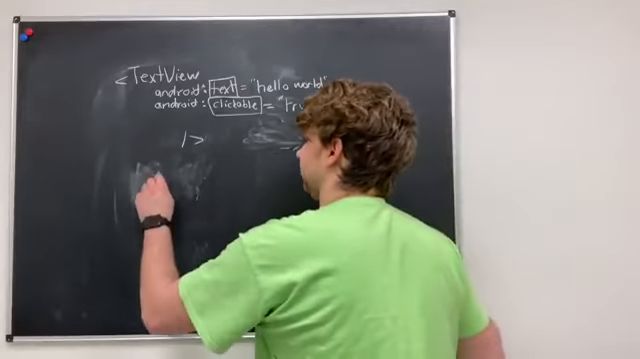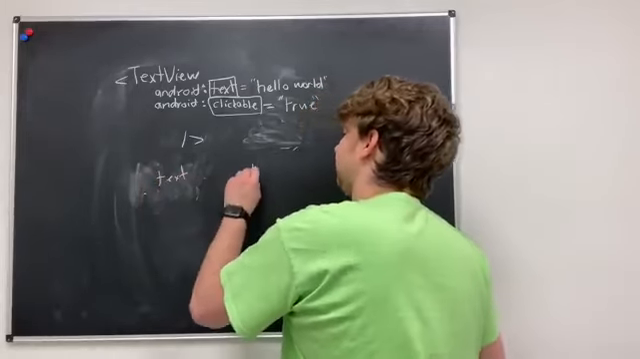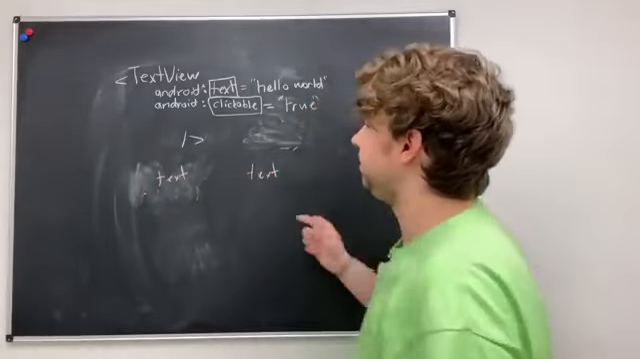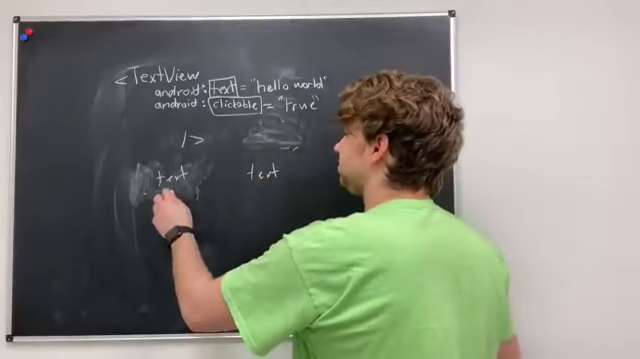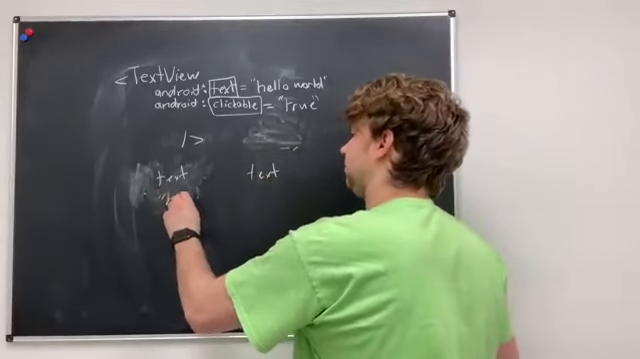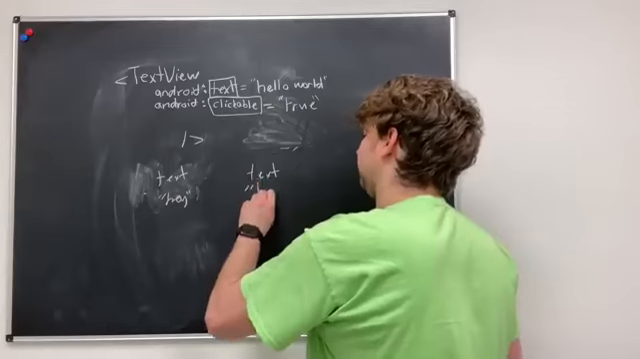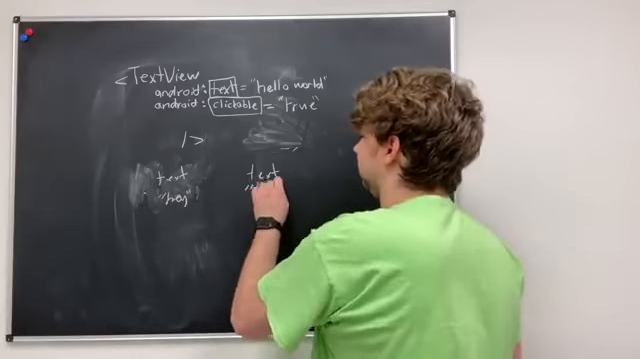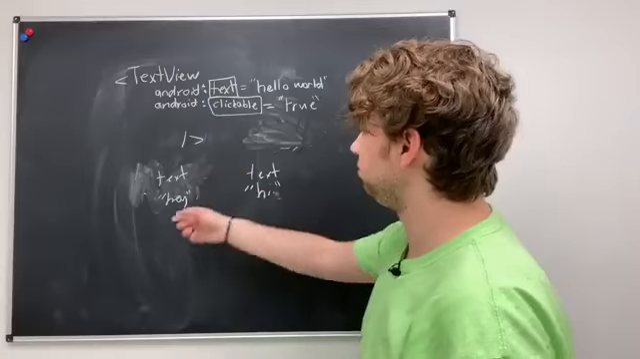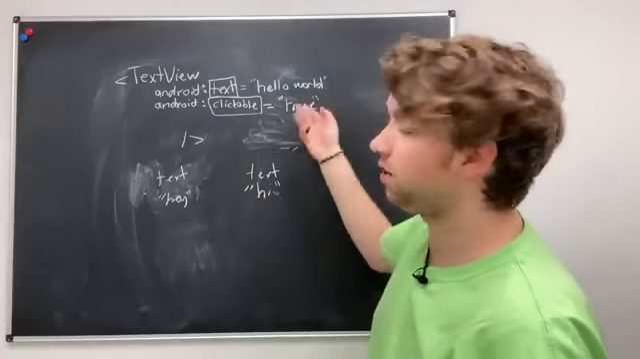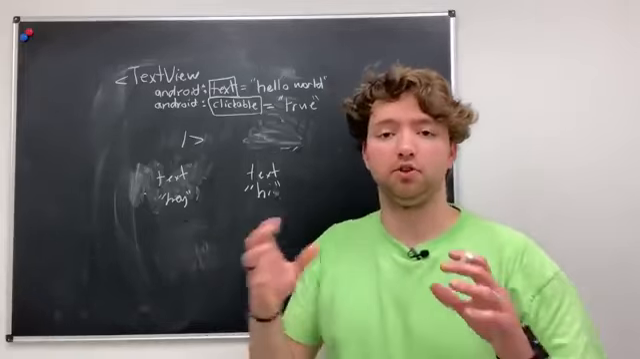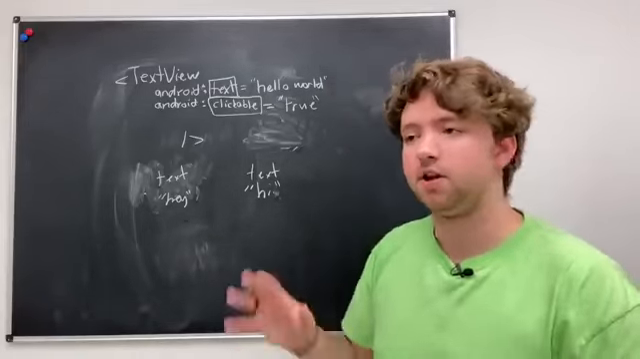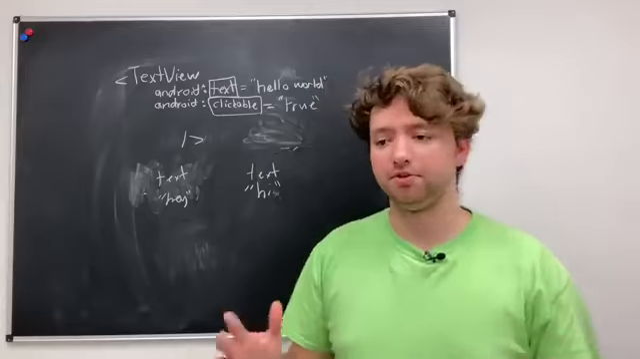So for example, if we have a text view and we have another text view, these values are going to be set independently. So this one's going to have its own value, and this one will have its own value. This one can have clickable true, and this one can have clickable false. It just depends on what you want for each individual view. So that's your basics of attributes, nothing too crazy.